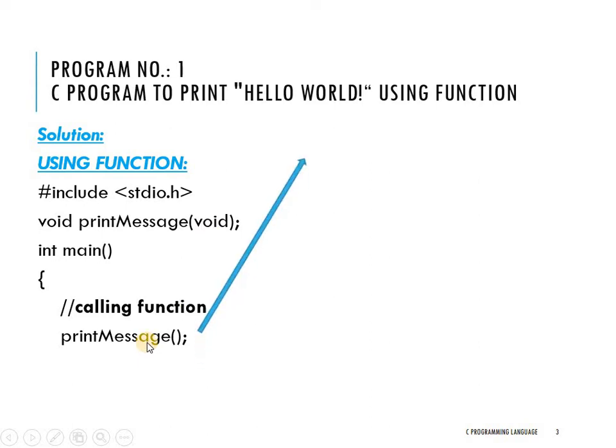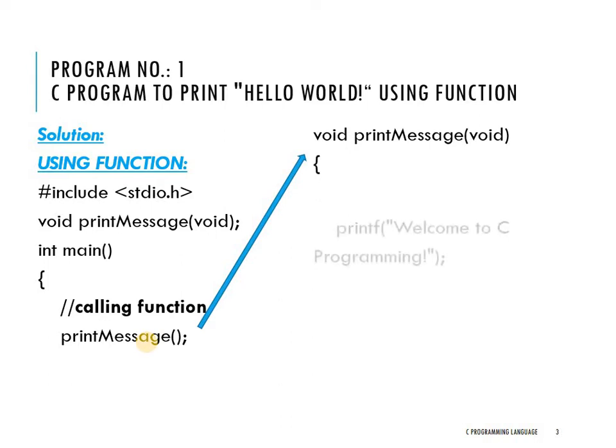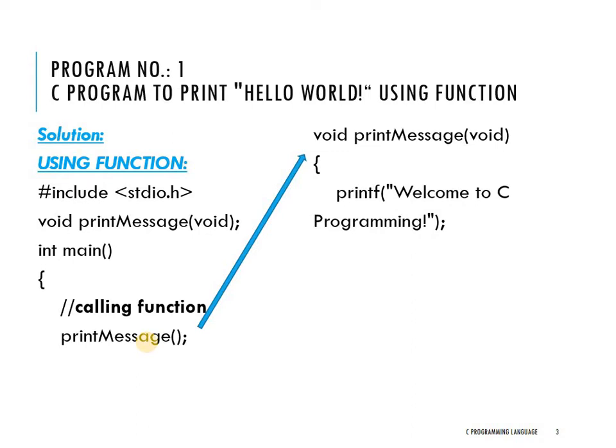The control will go to the function definition. This is the function definition. So void print message, and inside that I have given one output message, with the help of the printf output function, welcome to C programming. Whenever we call the print message function, this function will execute and display this output message. After completing this function, the control comes back to the function call and then return 0. Again I have closed this main function.